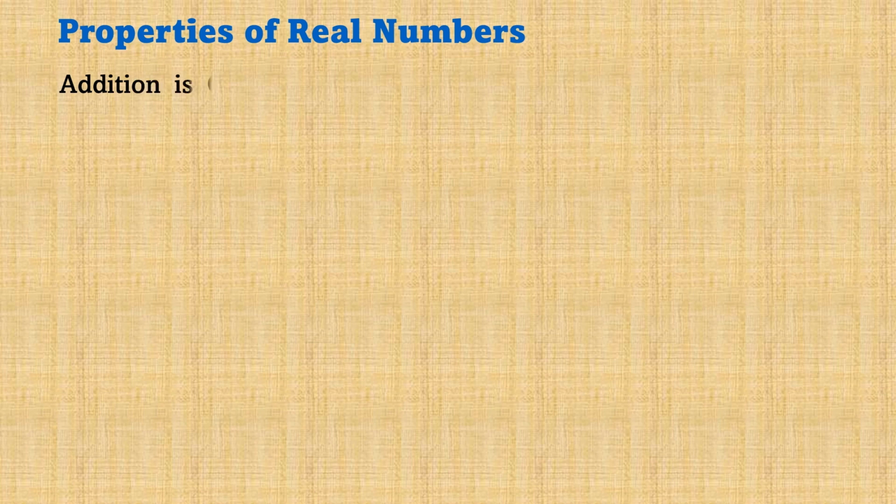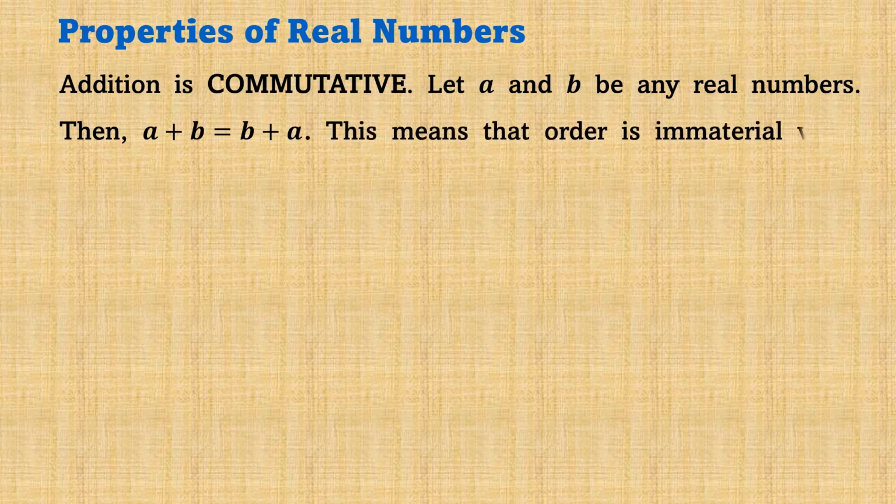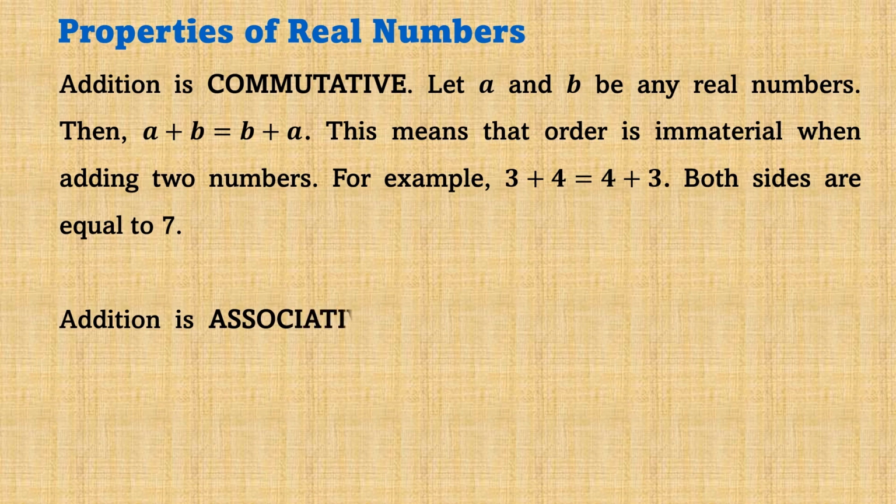Young men and women, our lesson is about properties of real numbers. The first property is addition is commutative. Let a and b be any real numbers. Then, a plus b equals b plus a. This means that order is immaterial when adding two numbers. For example, 3 plus 4 equals 4 plus 3, and both sides are equal to 7.